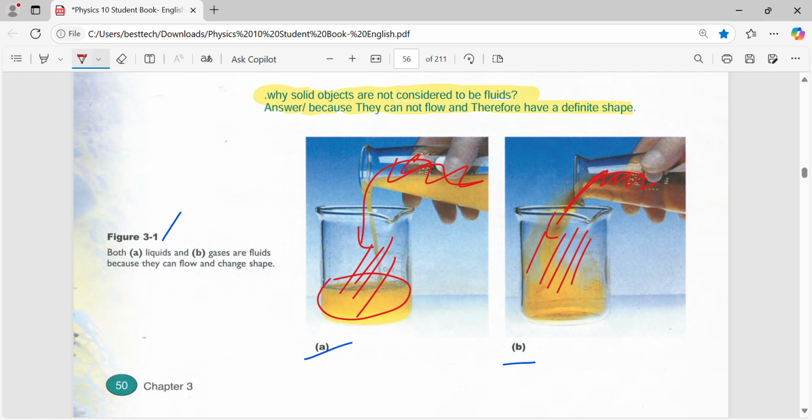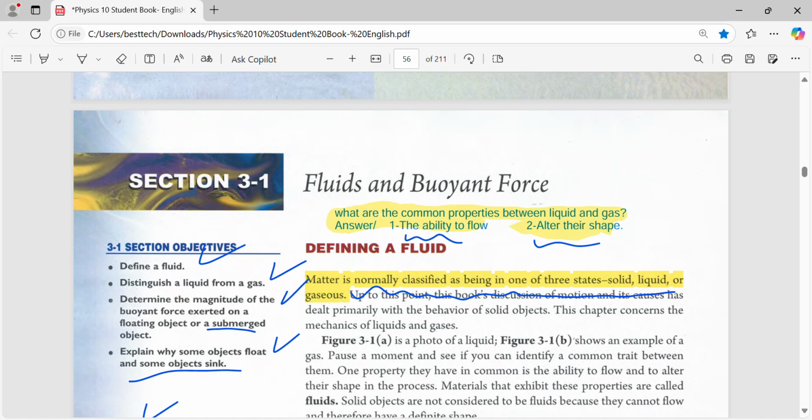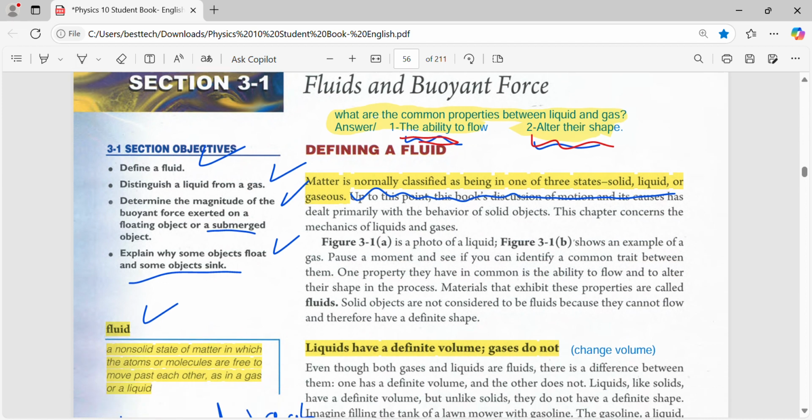Gas, same thing. First it was in this container, then it flowed and took the shape of this container. So liquid and gas both can change their shape; they take the shape of the container. That's why we have this important question. The first property between liquid and gas is the ability to flow. Both gas and liquid have the ability to flow. The second is altering or changing their shape, taking the shape of the container.